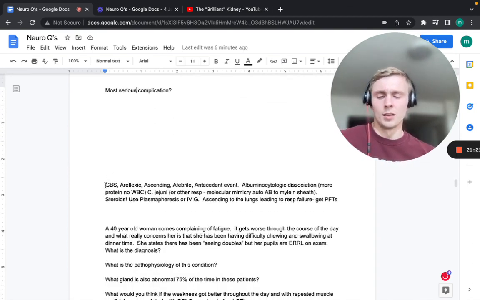So that's going to be Guillain-Barre syndrome. Guillain-Barre syndrome, it's areflexic because it's an ascending polyneuropathy.